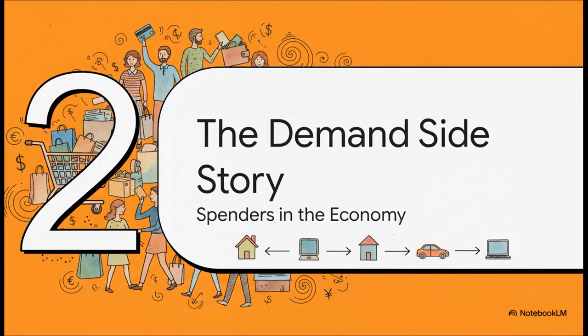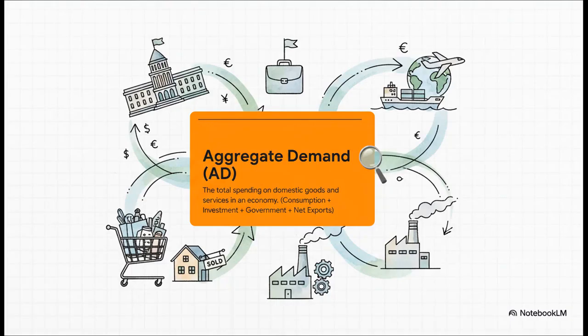Of course, making a bunch of stuff is only half the battle. You can't sell what nobody wants to buy, right? So let's flip over to the other side of the economy, all of us, the spenders. And this is what we call aggregate demand. It's basically the total spending on everything in the economy. It's the sum of what all of us consumers spend, what businesses invest, what the government buys, plus our net exports. In a nutshell, it's total demand.